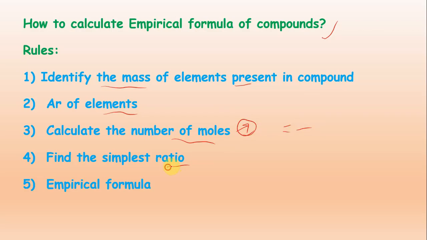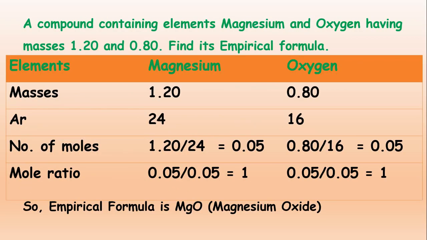Then we will get the simplest ratio in this way. Then we will get the empirical formula. Now look at this one example. A compound containing two elements, magnesium and oxygen, has the masses given: 1.20 and 0.80. So now how to calculate? You have to apply these rules.